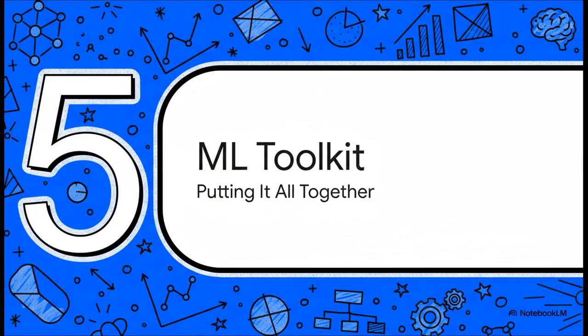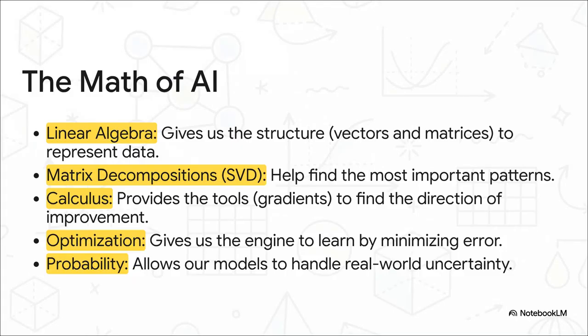So there we have it. We've touched on 4 pretty distinct fields of mathematics. Now let's just take a step back and see how they all snap together to create this complete toolkit for building intelligent machines. It really is a beautiful system when you see it all together. Linear algebra gives us the nouns, the matrices to hold our data. SVD and other decompositions act like verbs, helping us find hidden structure and simplify that data.